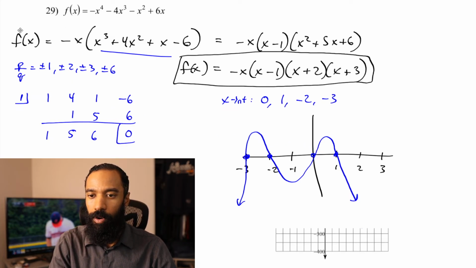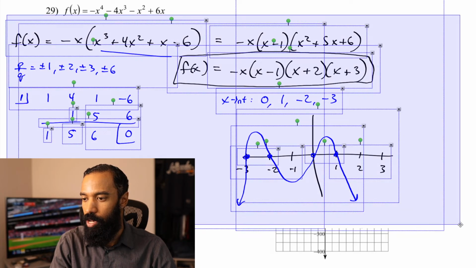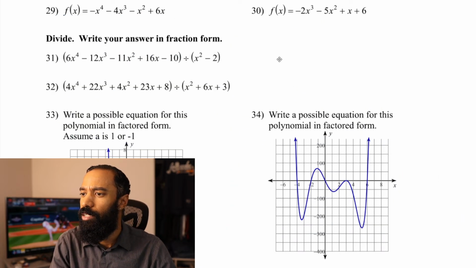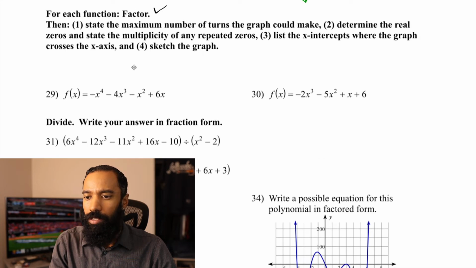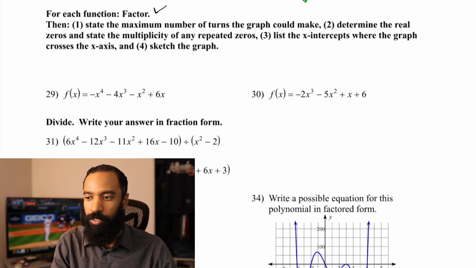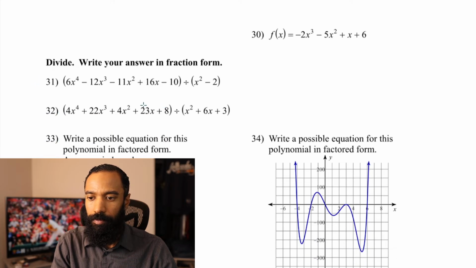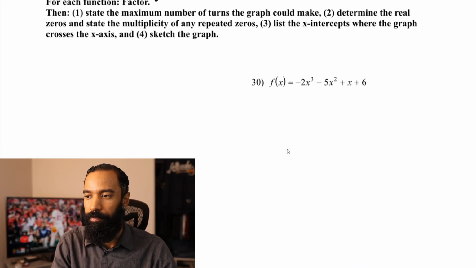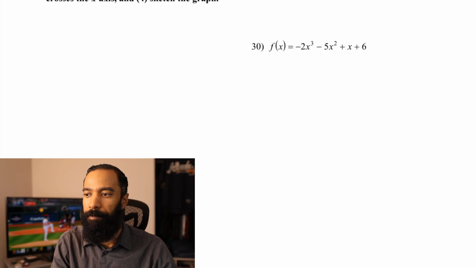Let's do one more of this accord. Let's see if it's something that's not just rational root theorem with a quadratic. Where is it? 30? It's rational root theorem again. Definitely looks like it. We'll deal with it. All right, number 30.